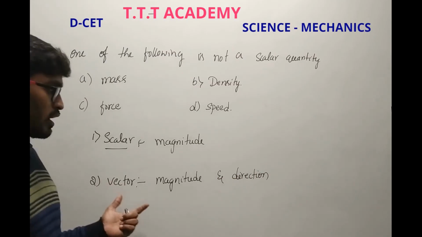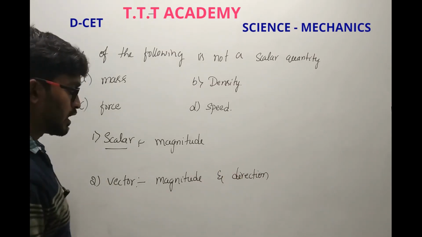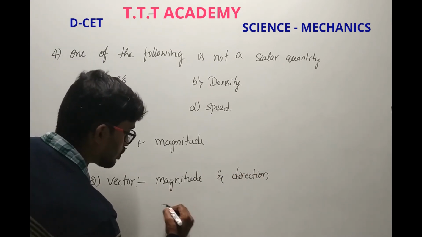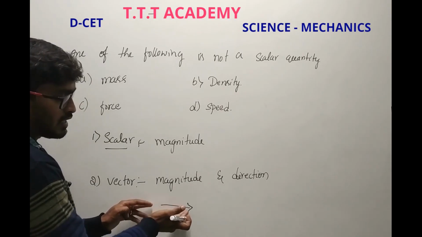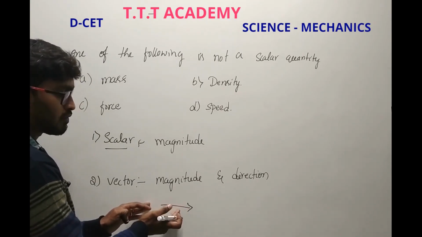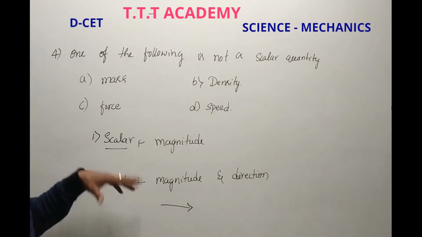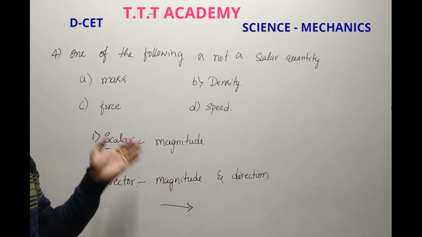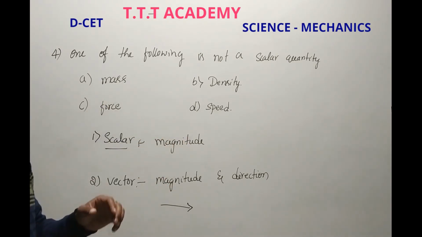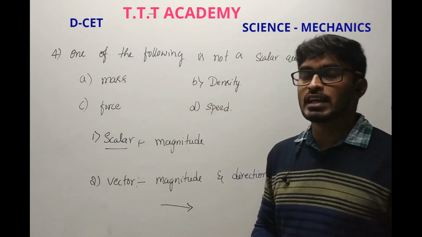A quantity containing both magnitude and direction is called a vector quantity. How is a vector quantity represented? By using a straight line with an arrowhead. The straight line indicates the magnitude of the quantity, and the arrowhead indicates the direction. In these four options, we discuss which contain direction and which contain only magnitude. By using this discussion, you have to select the correct option.